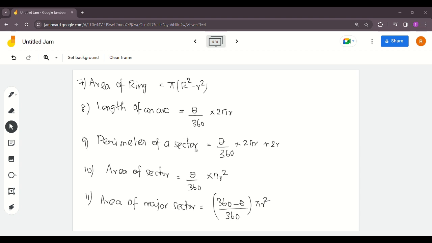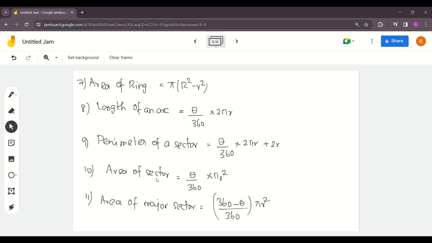Perimeter of a sector is theta by 360 into 2 pi r plus 2r. See, this theta by 360 into 2 pi r is already the length of an arc. So it is equal to L plus 2r. If you keep this as L, the perimeter of a sector will become L plus 2r.